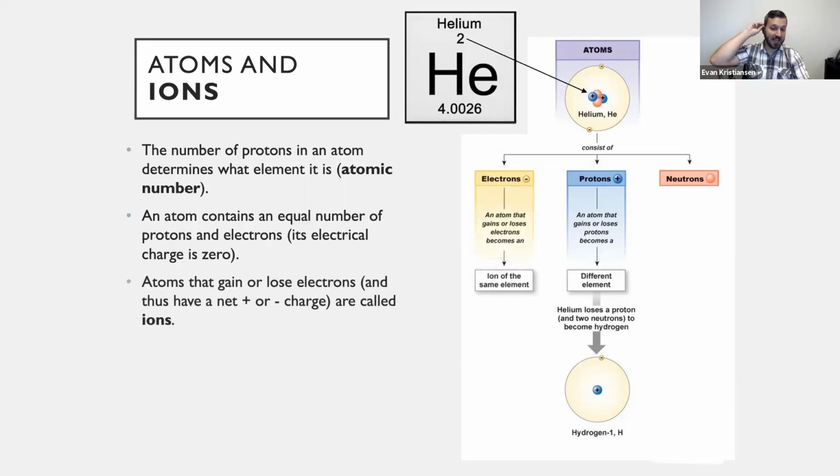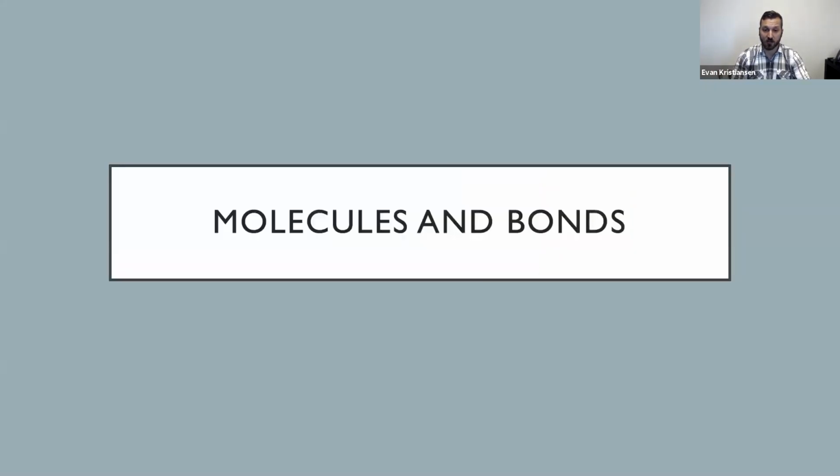If atoms gain or lose their electrons, they are then called ions. So if you see a helium ion, it would have 2 protons and maybe only 1 electron, and then it would have a positive charge of 1. Hydrogen can also lose its electron, so if it loses its electron, then it has a positive charge of 1 and retains just the 1 proton.